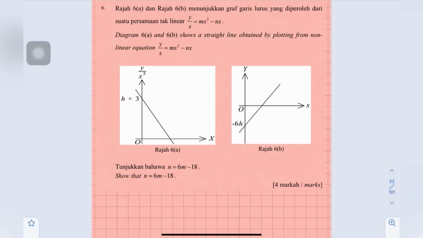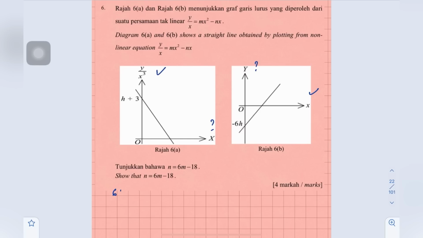Question number 6. Diagram 6a and 6b show straight lines obtained by plotting from the non-linear equation y over x equals mx squared minus nx. Given the two graphs, show that n equals 6i minus 18. For the first graph, this is linear law. Big Y is confirmed to be y over x cubed, but big X we do not know. For the second one, big X is confirmed to be x, and Y is unknown. So we have to try one by one.